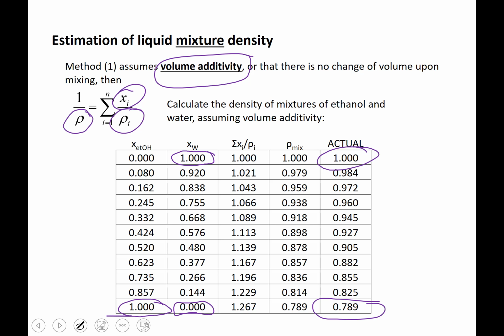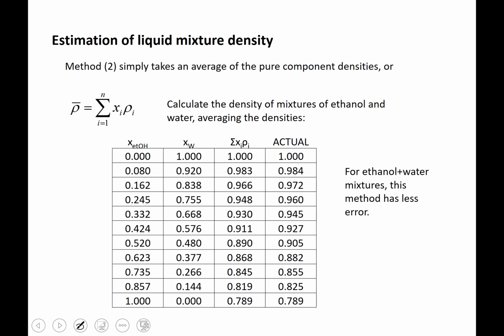These are the mass fractions. Note that 0.8 plus 0.92 adds up to 1 each time. Then we're going to calculate the sum of x_i divided by rho_i, and we take the inverse of that to get the density of the mixture. So you can compare the values with the actual measured values, and it's not terrible.